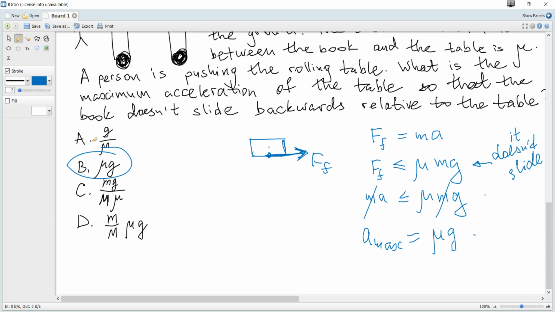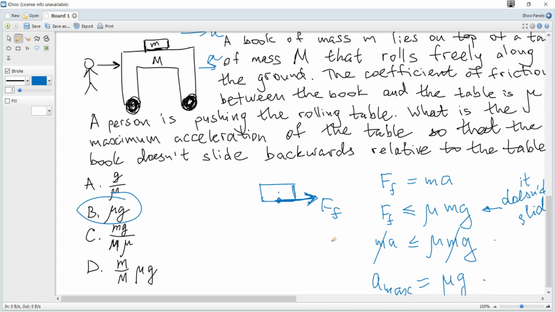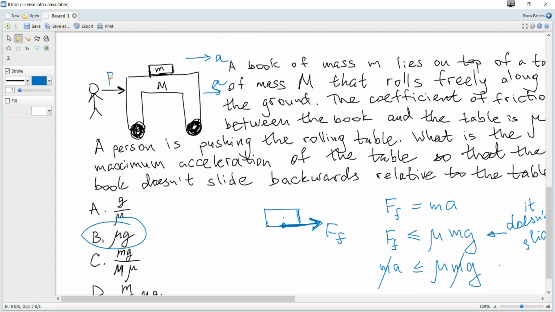And actually that's all for this question, but let's find the greatest possible value of this force F applied by the person, so that the book doesn't slide.